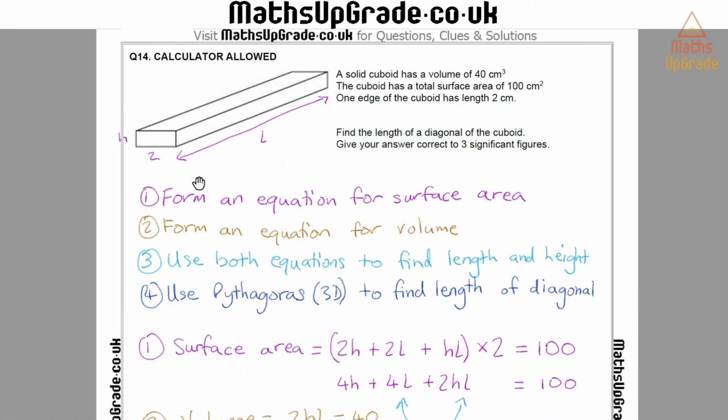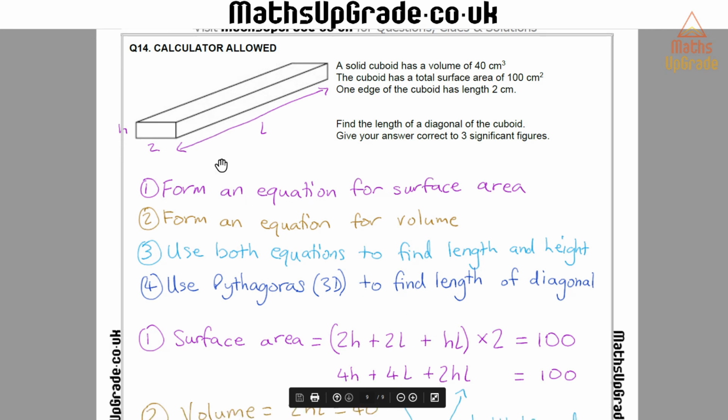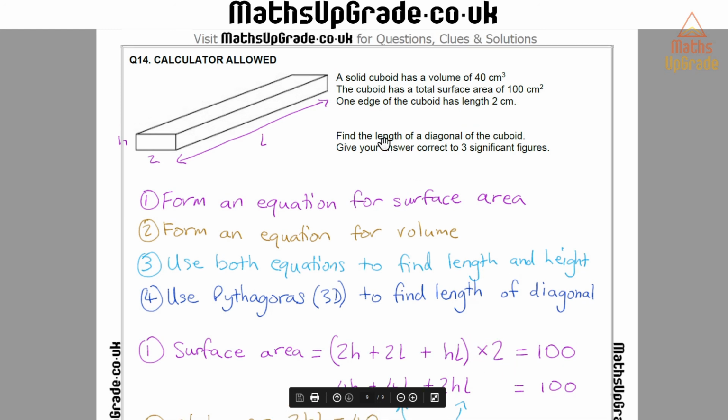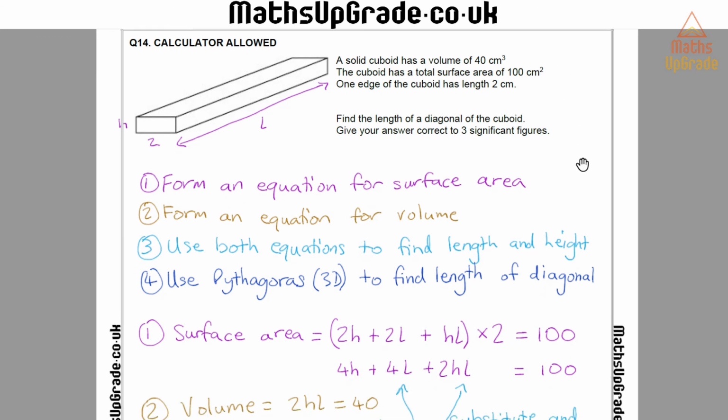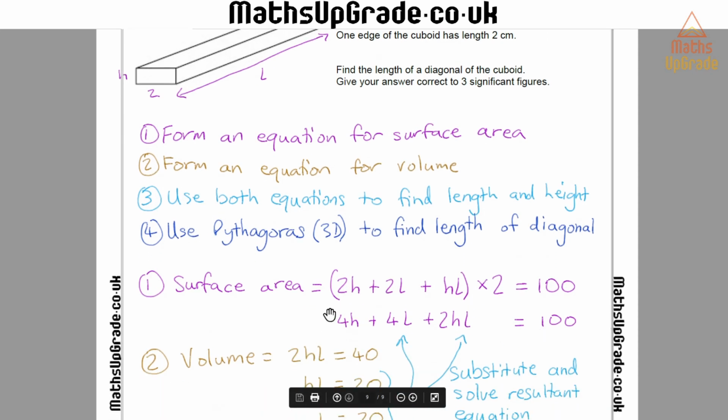The surface area of this cuboid is given by the area of this front face, which is just a rectangle, base times height, 2h, the area of this side face, which is HL, and the area of the front face, which is 2L. Since these are 3 visible faces, I know there's 3 hidden faces which are equal in area, so I'm just going to find the sum of this and then double that. I'm putting that as equal to 100, since I'm told that the total surface area is 100 centimeters squared in the question. Expanding this bracket out, I get 4h plus 4l plus 2hl equals 100.